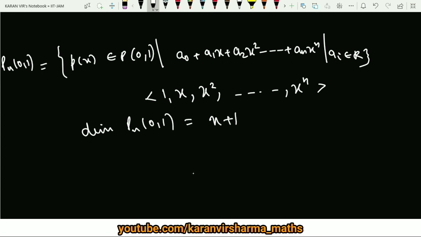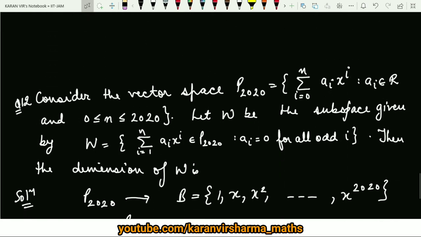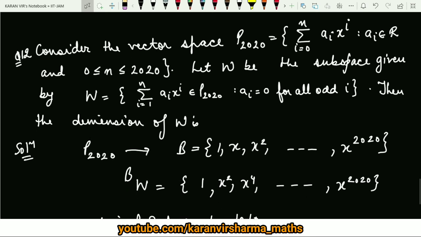The same concept we will be using in this question. Since in the question P_2020 is defined as summation i running from 0 to n a_i x^i, if you open up, this will be a0 x^0, that is 1, plus a1 x plus a2 x squared, and so on, a_n x^n. So the dimension in this case is nothing but n plus 1, where n is from 0 to 2020. So the standard basis here will be 1, x, x squared and so on to x^2020. So P_2020 can be spanned with these bases.